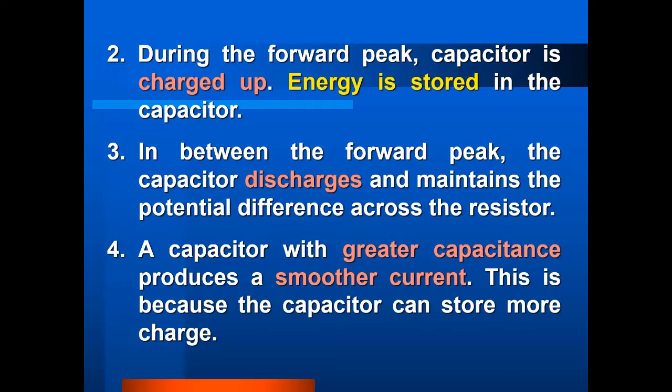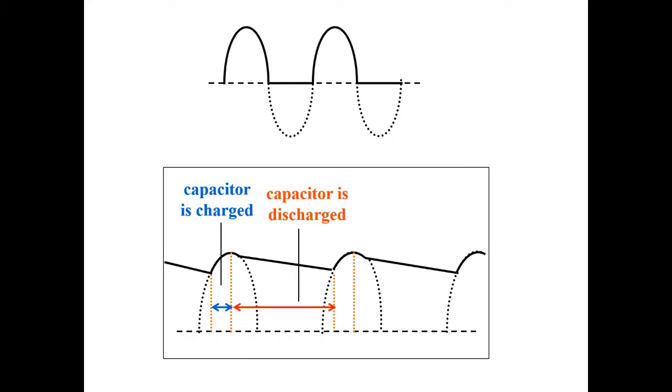Number 4, a capacitor with greater capacitance will produce a smoother current. This is because the capacitor can store more charge. This diagram shows half-wave rectification. That means for half of the cycle the current can pass through, and in the second half no current passes through. That's why the graph here is 0.